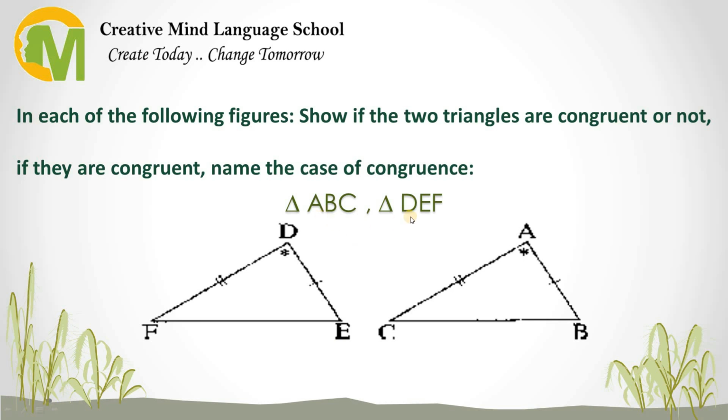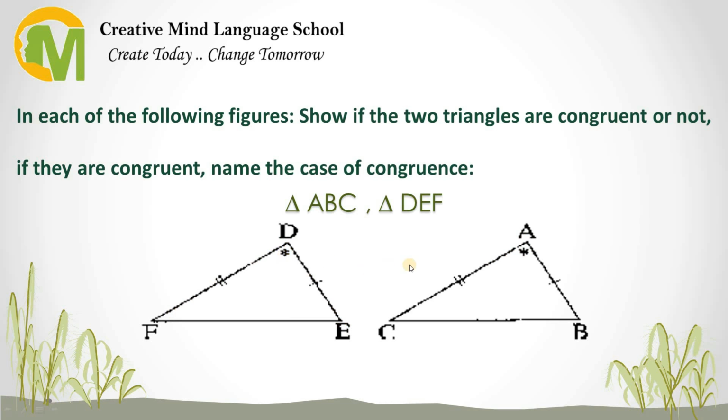Any polygon should be written according to the order of the previous polygon if they are congruent, as you see here in this example. Are triangle ABC and triangle DEF congruent? Let's see what the given information is in this example. Here we have AB equal to DE in length, and AC equal to DF in length, and the measure of angle A is equal to the measure of angle D.